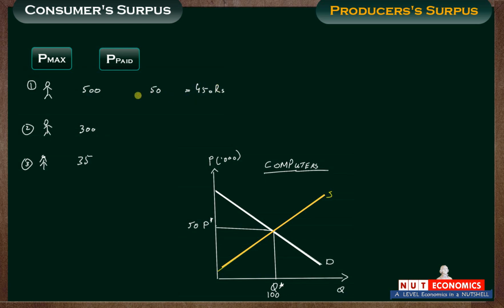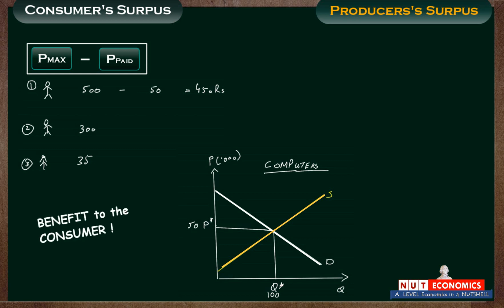And it is this benefit, this difference between the maximum price that a consumer is willing to pay minus the price that he actually has to pay. This is what is known as the consumer's surplus, the benefit to the consumer from buying something. Now it depends from consumer to consumer, their maximum willingness to pay.